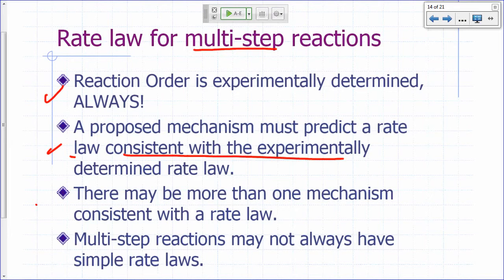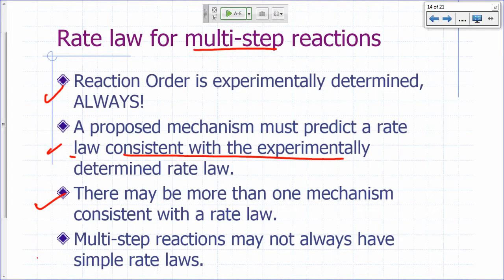And one thing you realize when you start proposing mechanisms is that there could typically be more than one mechanism that would be consistent with the rate law. Okay? And that is why you cannot use a rate law to prove a mechanism. You can just say, okay, this mechanism I'm proposing is consistent with that rate law. Somebody else might come up with a different mechanism and say, my mechanism is consistent with that rate law. So the question is which is which. There would be other experiments you'll have to do to determine which mechanism is more plausible.